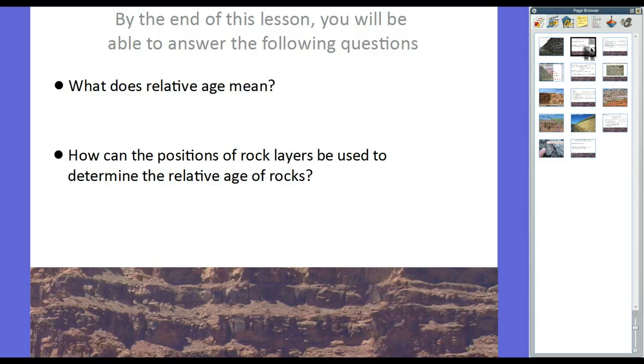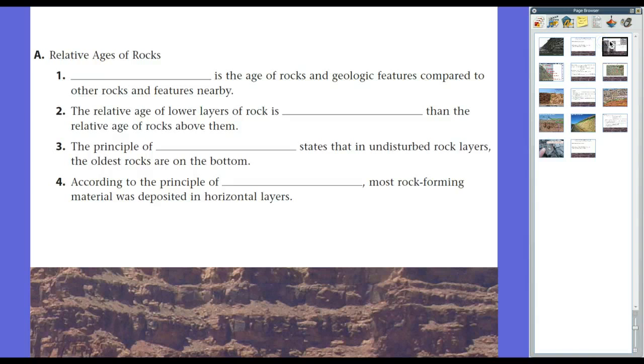The first one is, what does relative age mean? And the second one is, how can the position of rock layers be used to determine the relative age of rocks? Well, as I said at the beginning, there are two types of aging of rocks. One is relative age, one is absolute age. And what we're going to do is talk about relative age first. So let's actually define the term right here and now. Relative age is the age of rocks and geologic features compared to other rocks and features nearby.